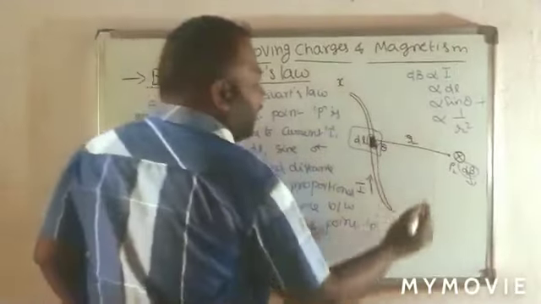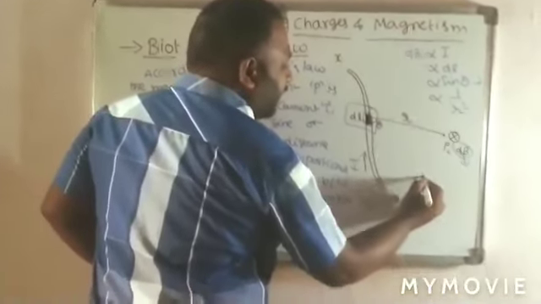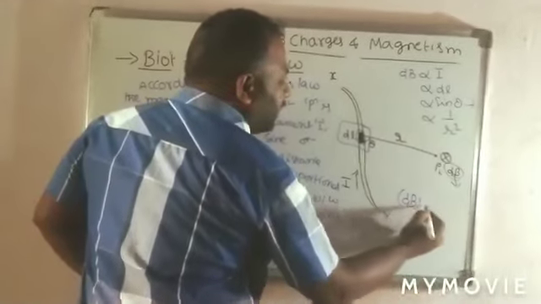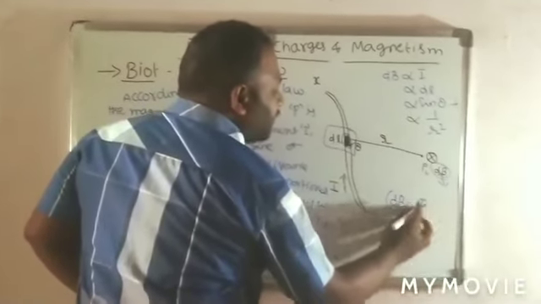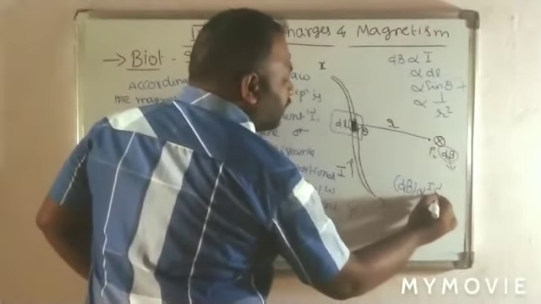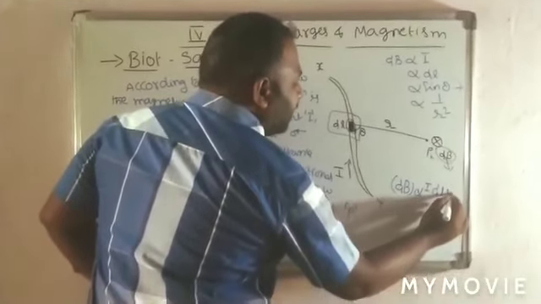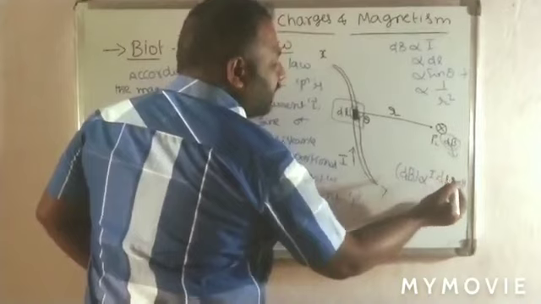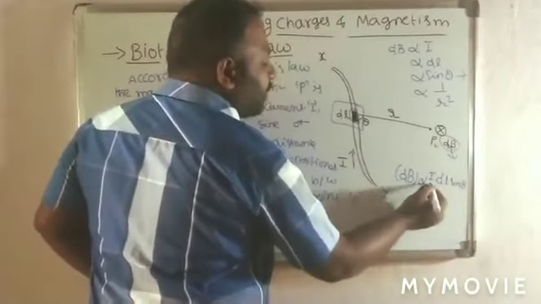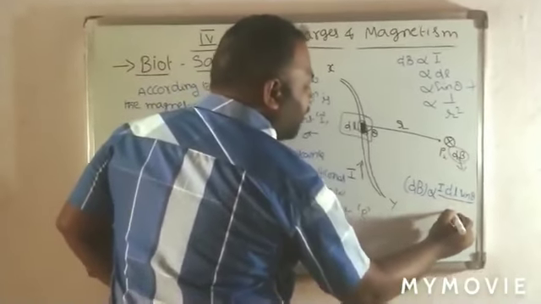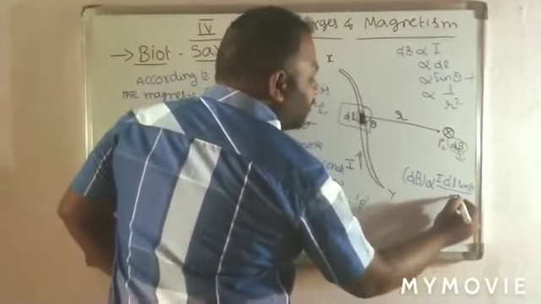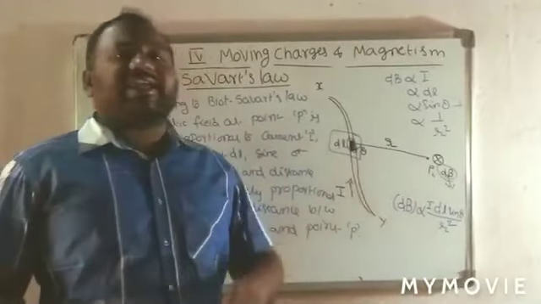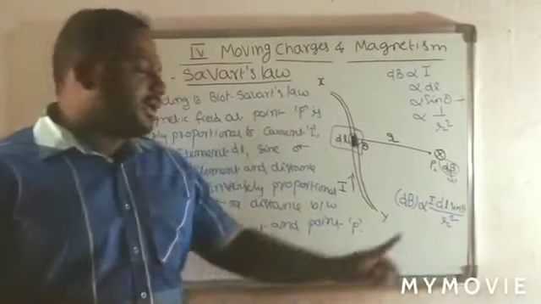Finally, we are going to write this expression: the magnetic field at point P, dB, is directly proportional to I dl sin theta by r square, because it is directly proportional to I, directly proportional to dl, directly proportional to sin theta, and inversely proportional to the square of the distance. So this is the statement of the Biot-Savart's law.